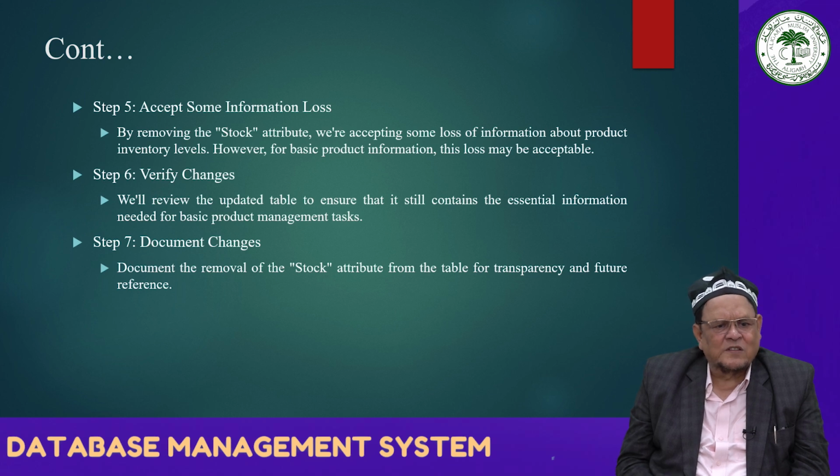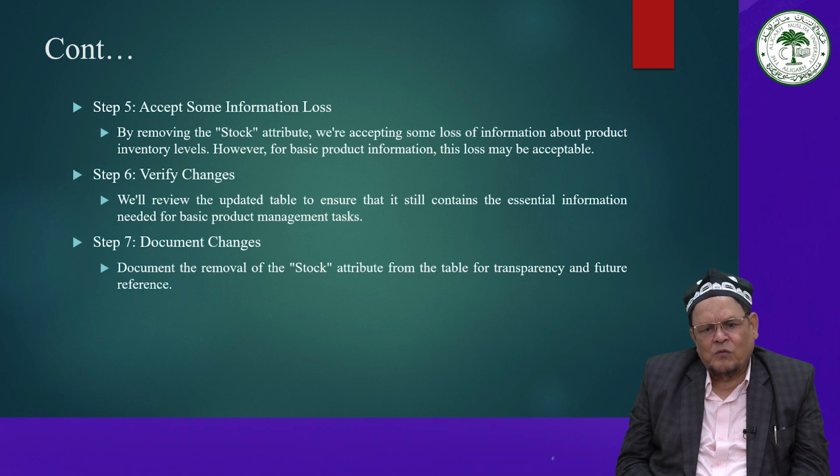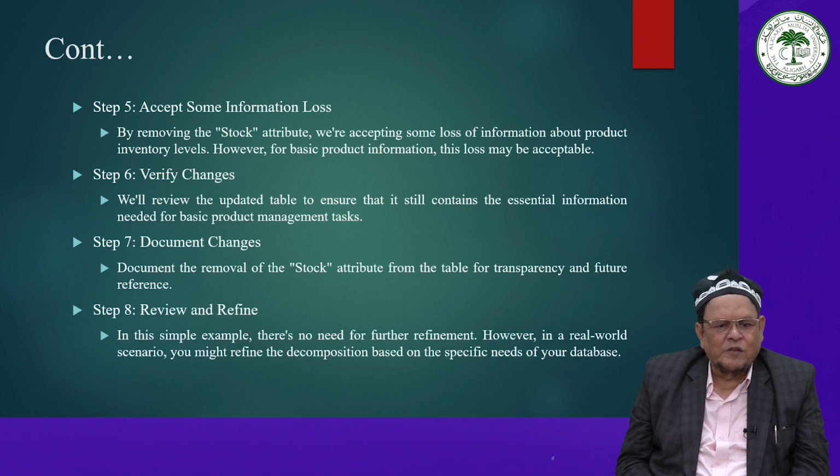Step 7, document changes. Document the removal of the stock attribute from the table for transparency and future reference. Then, review and refine. In this simple example, there is no need for further refinement. However, in a real-world scenario, you might refine the decomposition based on the specific needs of your database.